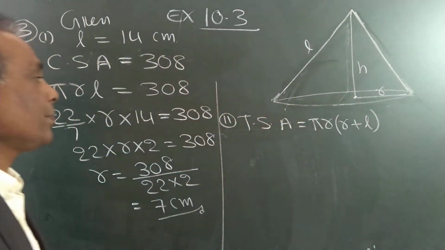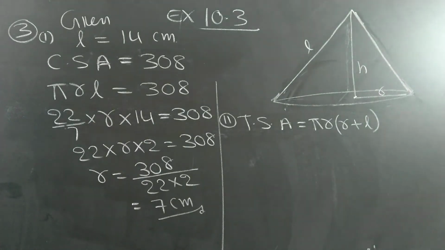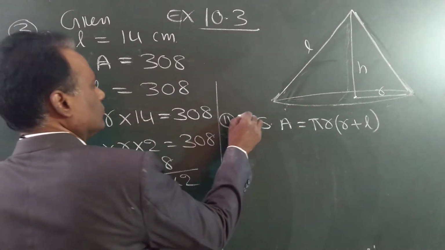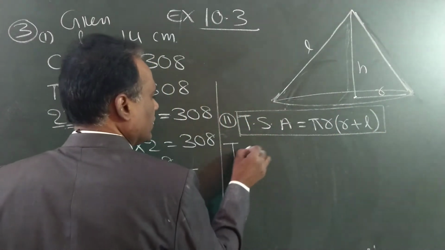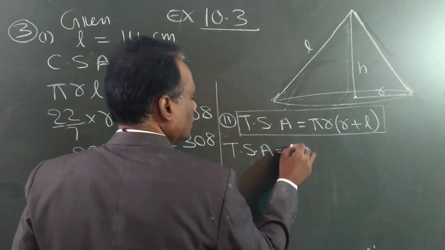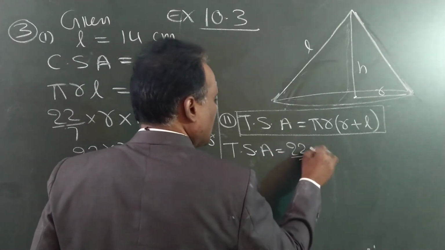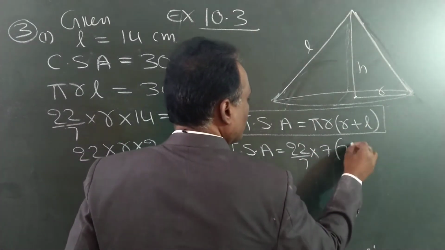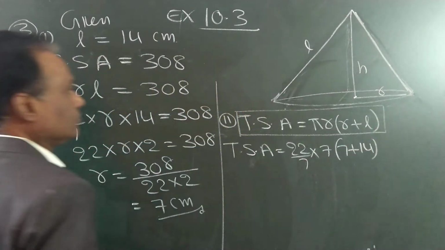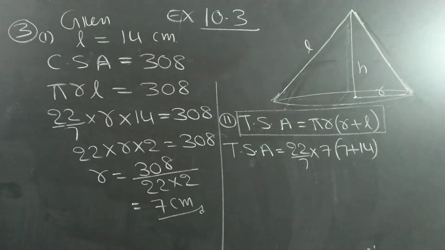Total surface area is pi RL plus pi R square, or pi R into R plus L. I have this formula. Substitute. This is the formula. Do it, students. 22 by 7, R is 7, so we get 7 into 7 plus 14. Total surface area is pi R into R plus L.